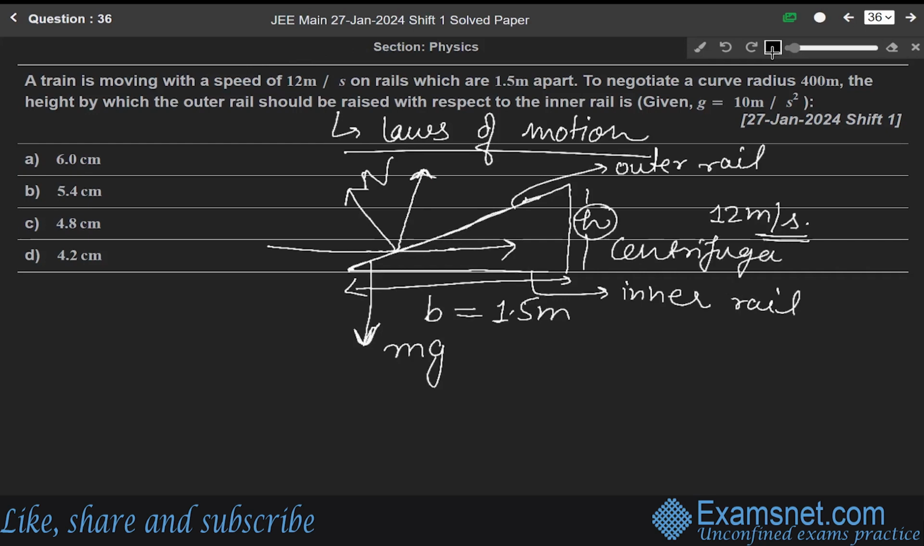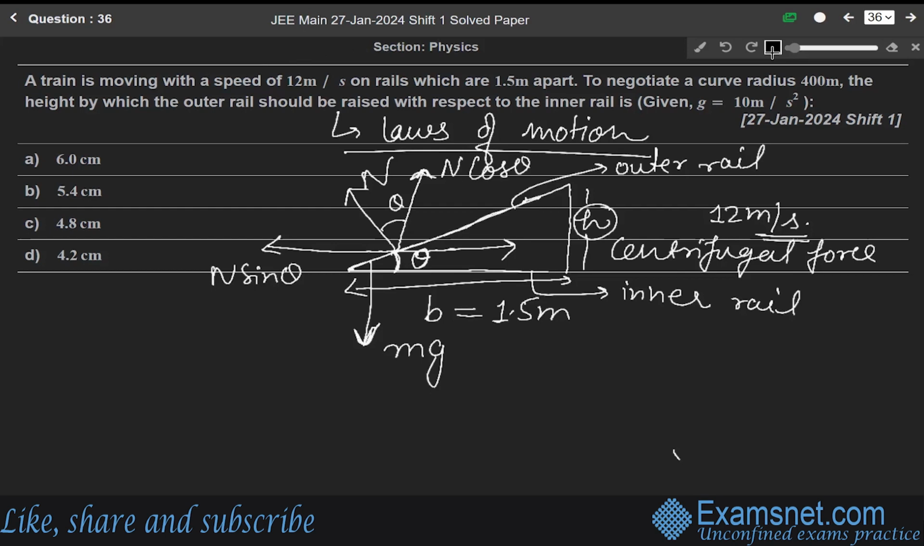When the train is taking a turn, when it is bending, it is making a centrifugal force. Okay. So this theta must be equal to this theta. So this will be N cos theta and this will be N sin theta.